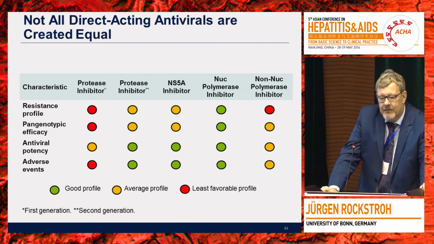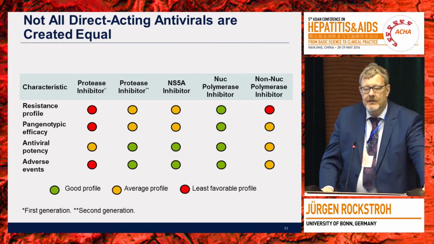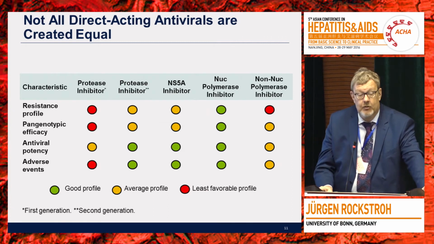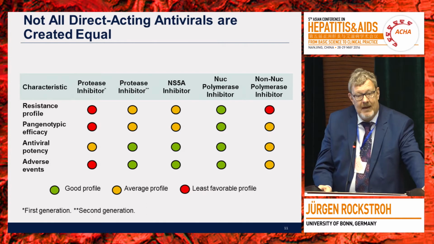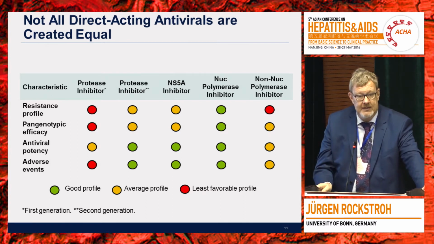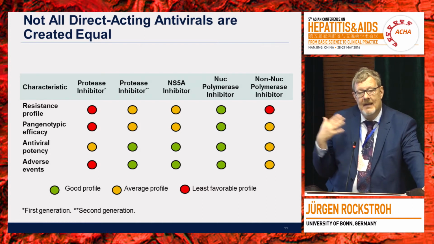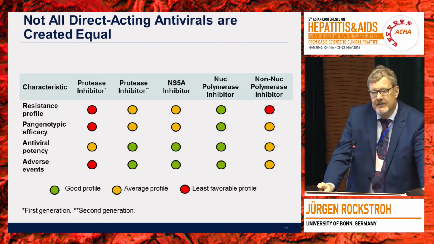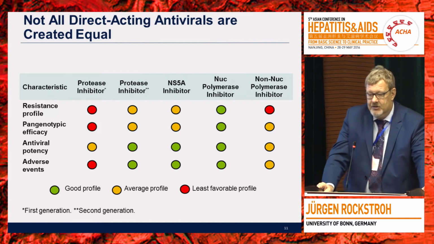And you can see that with regard to resistance profile, only the nuke polymerase inhibitor, which would be predominantly sofosbuvir, is marked green. So that is the drug class which has been associated the least with resistance emergence. And that may also be a reason why in many sofosbuvir-containing regimens, the impact of resistance may be somewhat different than in some of the other combinations.